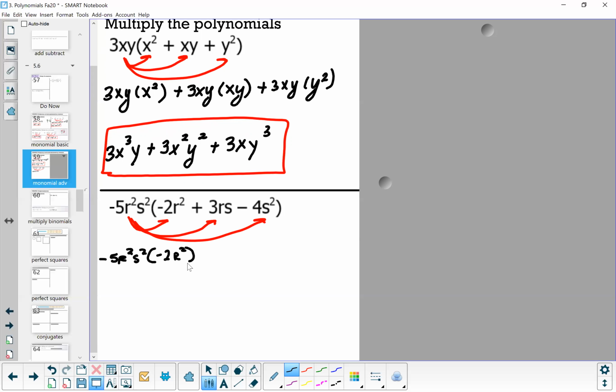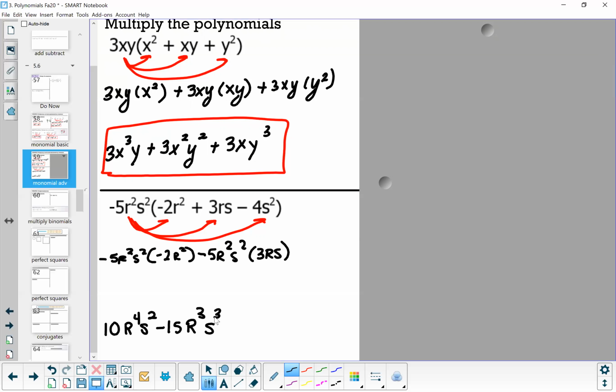That's going to give us negative 5 times negative 2 is 10. R squared times r squared is r to the 4th. And then s squared. All right, next we have the negative 5r squared s squared to the 3rs. And that's going to give us negative 5 times 3 is minus 15. R squared times r gives us r cubed. S squared times s gives us s cubed. Remember, you're adding your exponents.